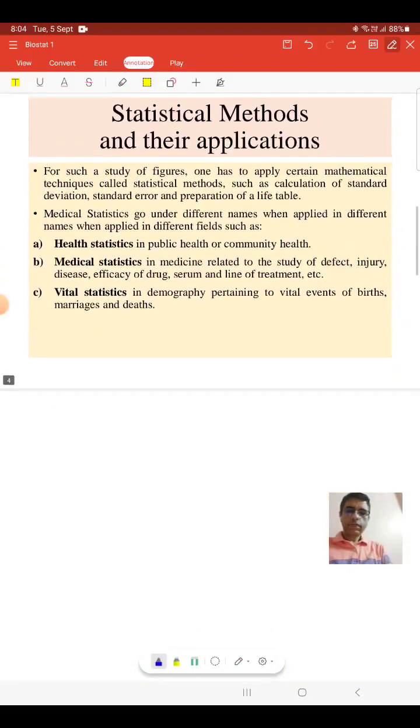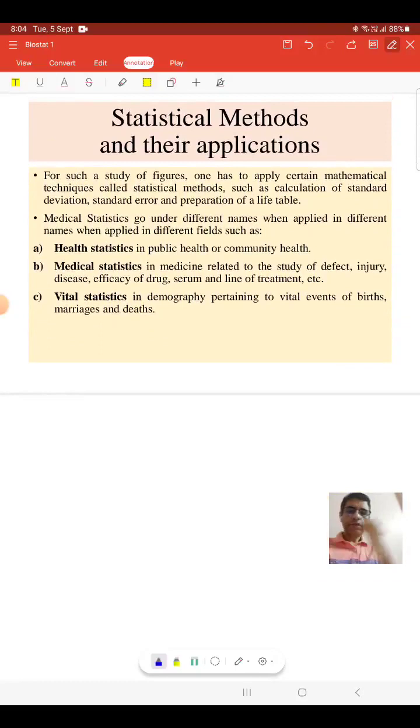Now let us understand the various statistical methods and their applications. For such a study of figures, one has to apply certain mathematical techniques called statistical methods, such as calculation of standard deviation, standard error, preparation of life table, etc. These are some of the methods which are applied in biostatistics.